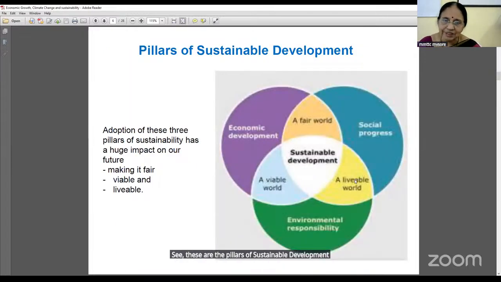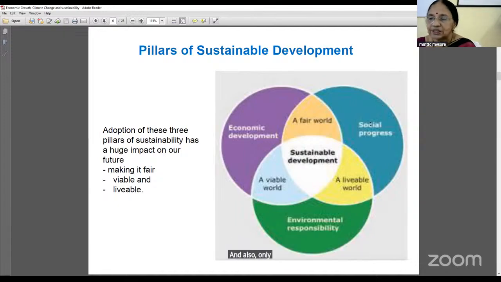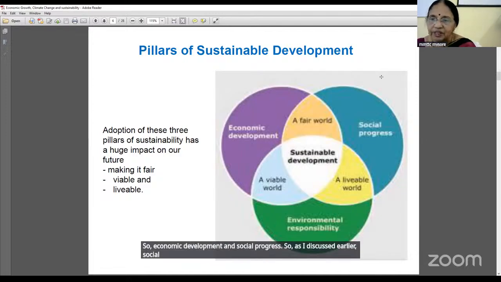Adoption of these three pillars of sustainable development has a large impact on our future. How it affects our future is this: when you address only economic development and social progress, it may lead to what is called a fair world. As I discussed earlier, social progress also calls for a fair world. So if you address only economic development and social progress, you may have a fair world, but we don't know whether it is sustainable or not.